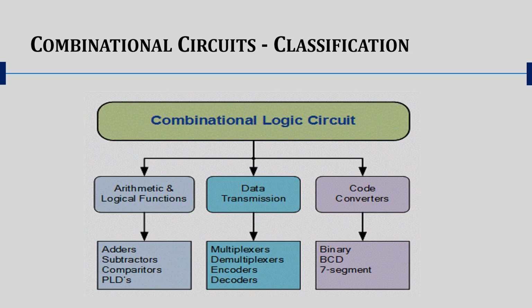There are three main types of combinational circuits. Arithmetic and logical combinational circuits include the adder circuits, subtractors, comparators, programmable logic devices, etc. The data handling combinational circuits include multiplexers, demultiplexers, encoders and decoders. Code converters include binary, BCD, 7-segment, etc.